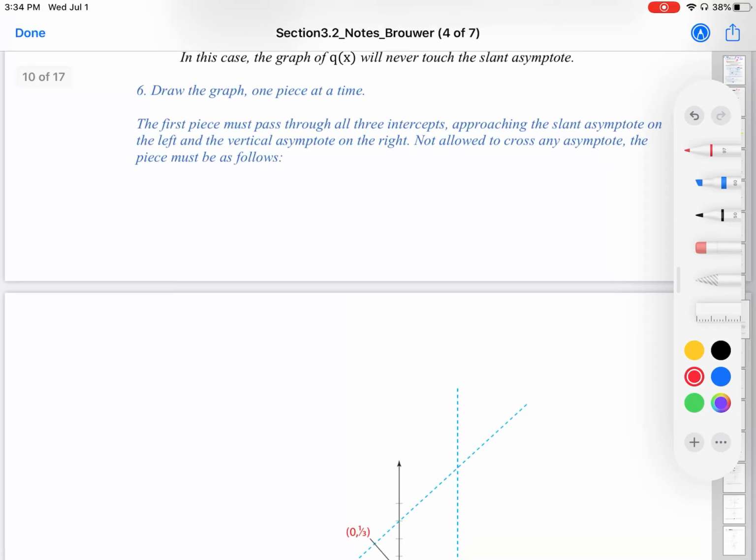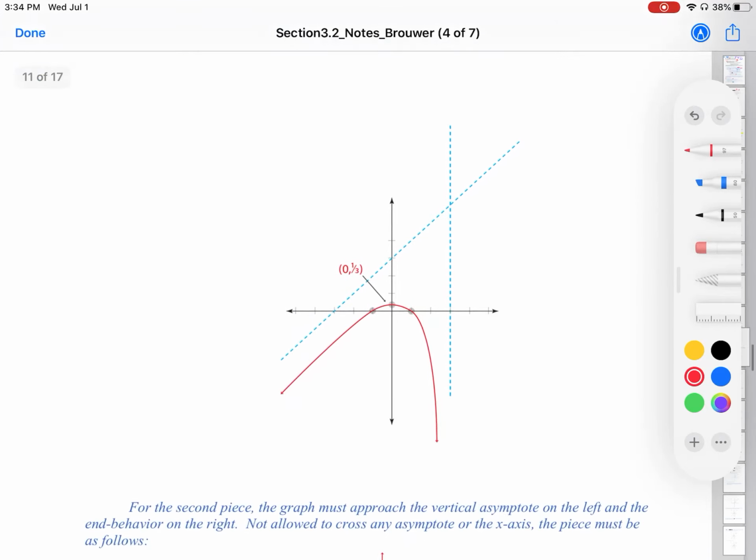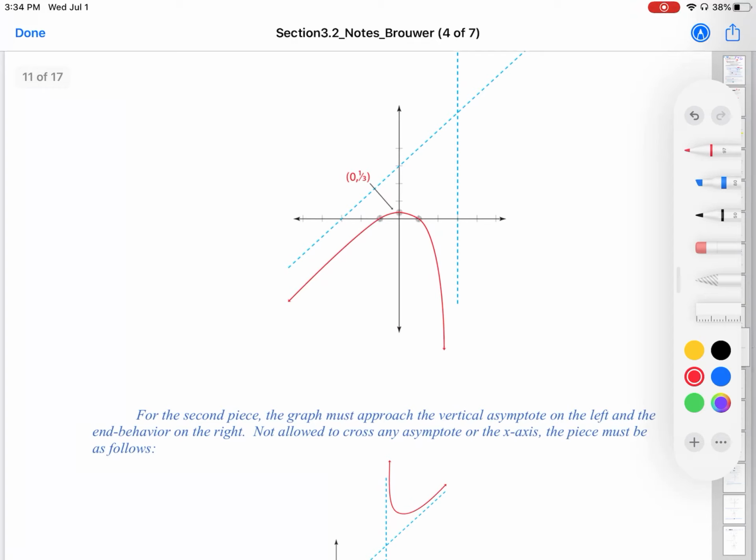Draw the graph one piece at a time. The first piece must pass through all 3 intercepts, approaching the slant asymptote on the left and the vertical asymptote on the right, not allowed to cross any asymptote. The piece must be as follows. So we have this part. We know these 3 points are part of our graph that are never going to cross our asymptotes. We drew that one first.